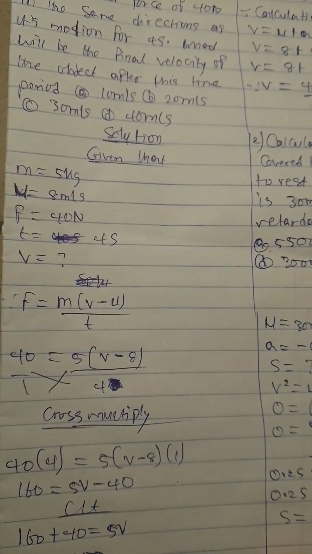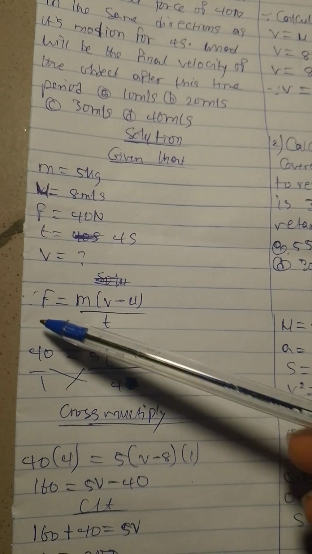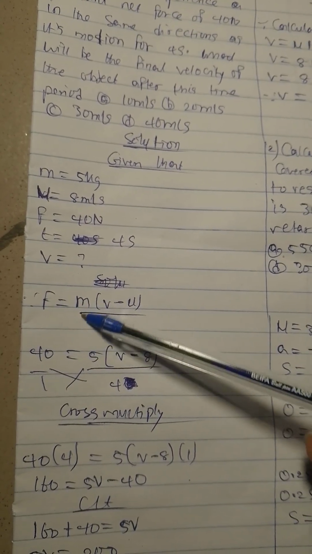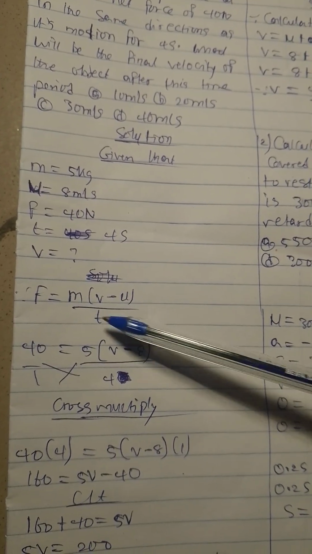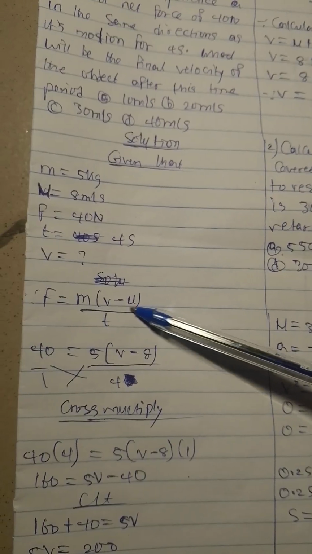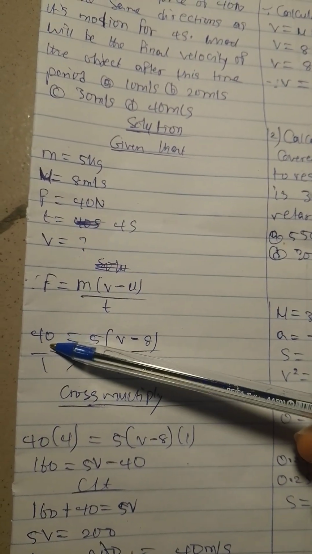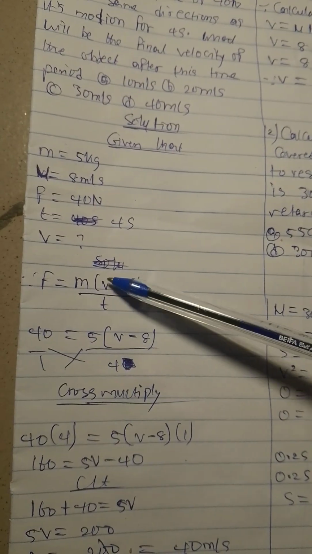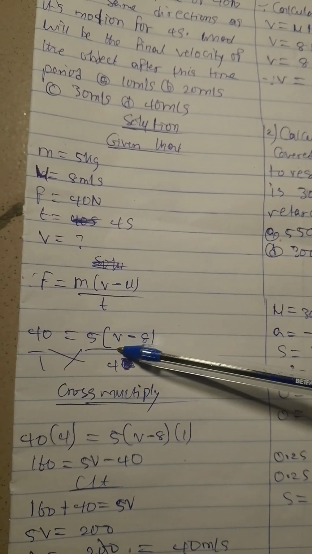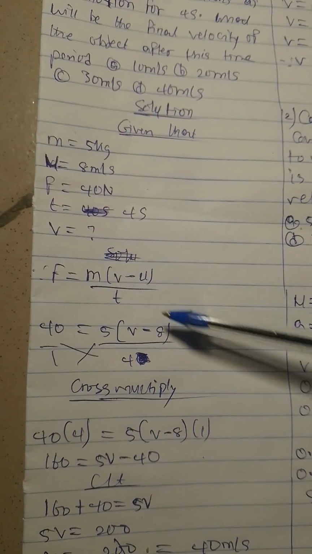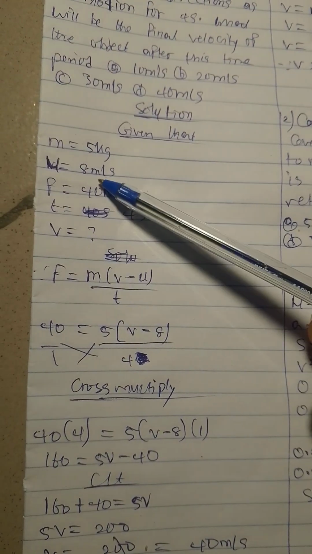So now the formula for finding this velocity, we can use force equals m times (v minus u) all over t, where v is the final velocity and u is the initial velocity. Substitute the values into here. We have force, 40 newtons, is equal to mass, 5, times (final velocity, which is unknown, that is v, minus initial velocity, 8) all over time, which is 4.